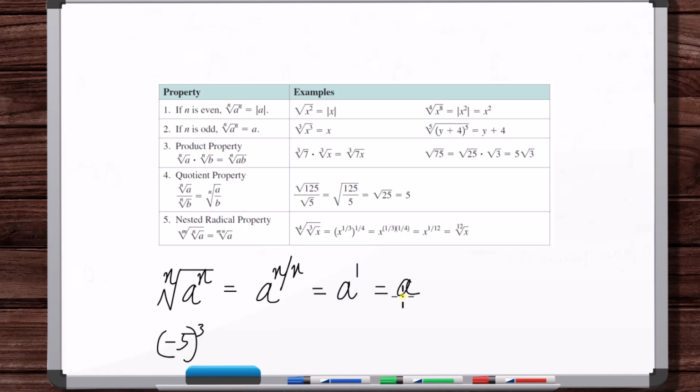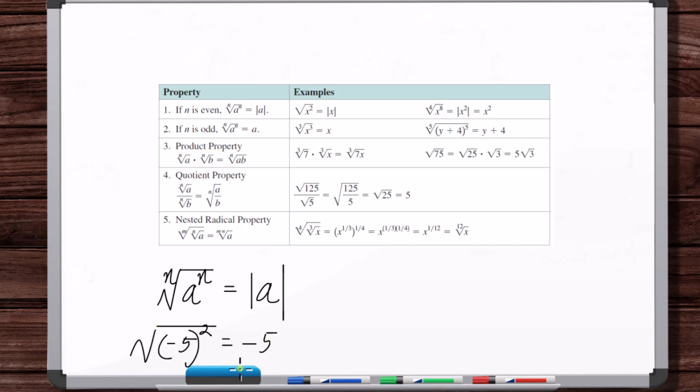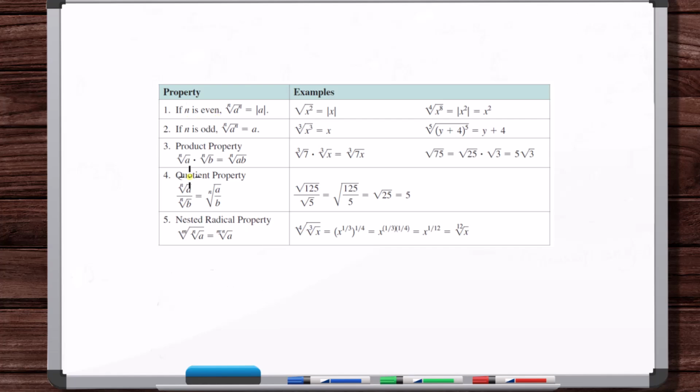However, if n happens to be even, then this needs to be the absolute value of a. Because if you had this, you wouldn't want to say -5. That's not correct. You want to say this. And so this can get a little bit confusing when you're trying to simplify a general radical expression. How does this property come into play? If n is even, then the principal nth root of a to the n is the absolute value of a. Okay, and we'll talk about that in a second.